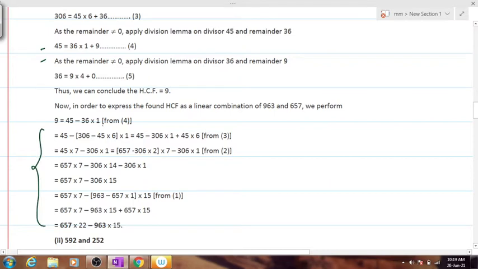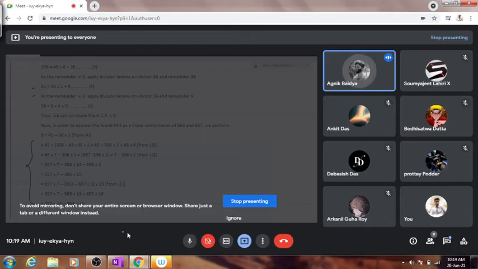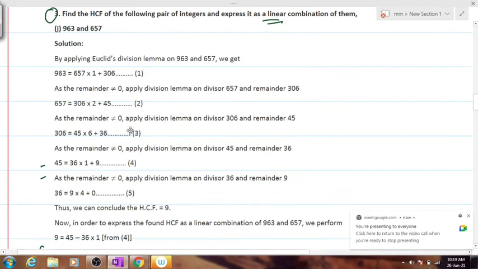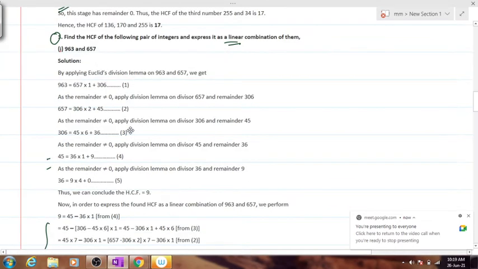Clear? Sir, can you please explain this question? Over here, what has been asked out here? You have to find the HCF of the following pair. I don't think finding the HCF will be a problem out here. Directly use Euclid's lemma to find the HCF. You'll get the HCF as 9.